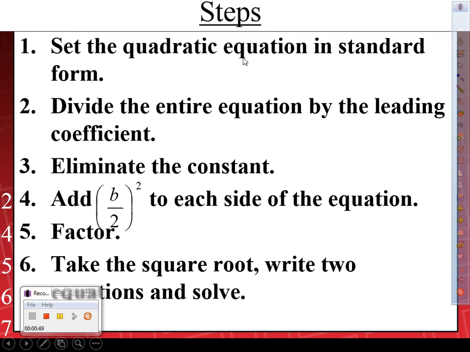Setting the quadratic equation to standard form, dividing by the leading coefficient, eliminating the constant, adding the (b/2) squared, factor, then from there take the square root, write 2 equations, and solve. That's the process that we know, right? So all the processes that we've been practicing, they're already in here, okay? Today's going to be the first time that we're going to work with pure algebra. No numbers. It's all variables. So you're going to have to trust your process. That's what we've been practicing all this time.